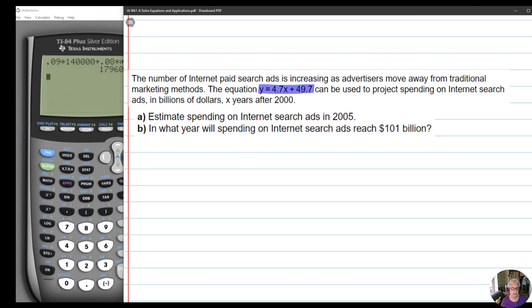You have to stop and think and do some analysis before you jump into this. Make sure you understand everything you're being told. Let's go over it again. The number of internet paid search ads is increasing as advertisers move away from traditional marketing methods. There's your story that gives you the context. Okay, now you've got an equation. y equals 4.7x plus 49.7. And that equation can be used to project spending on internet search ads in billions of dollars. So this y is spending, in billions of dollars.